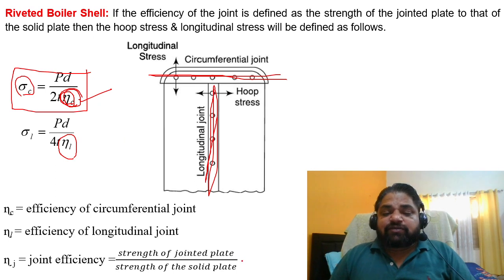Since the strength of the solid plate will generally be higher, this value will be less than 1 in most cases. If it is less than 1 and I multiply by it, the stress value is going to increase. Or if I divide by that value, which is less than 1, it is going to increase this value instead of decreasing it. So if there is a joint in a similar situation, it is going to reduce the structural efficiency.